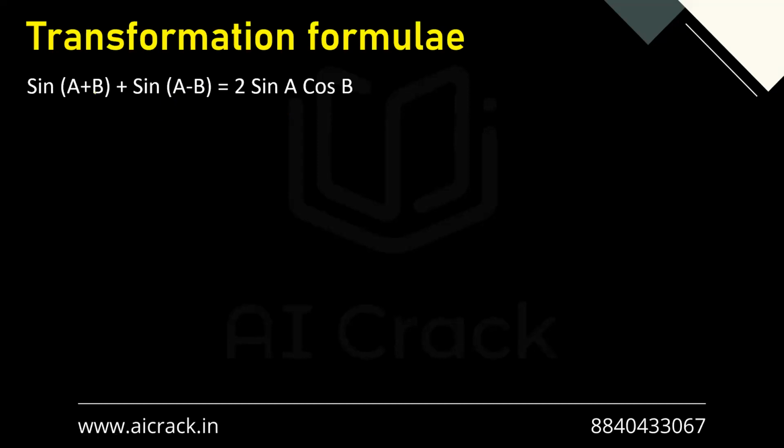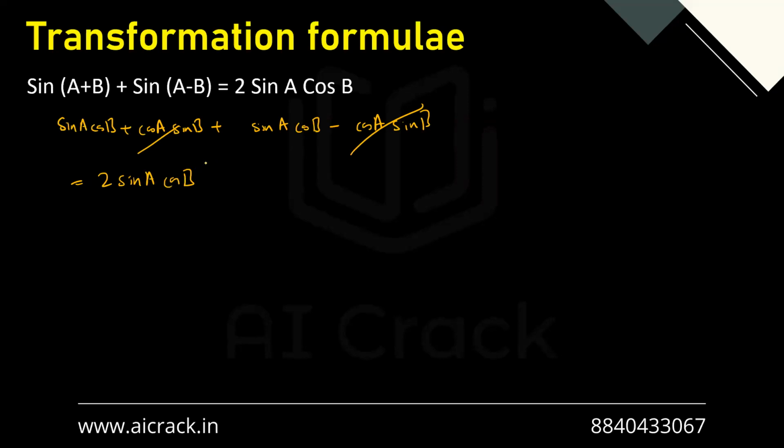Sine of a plus b plus sine of a minus b. So basically we have to open both of them. Sine of a plus b is sin a cos b plus cos a sin b, plus sine of a minus b is sin a cos b minus cos a sin b. So definitely these two terms are getting cancelled out. So what we are getting is 2 sin a cos b. That's a pretty simple one, right?